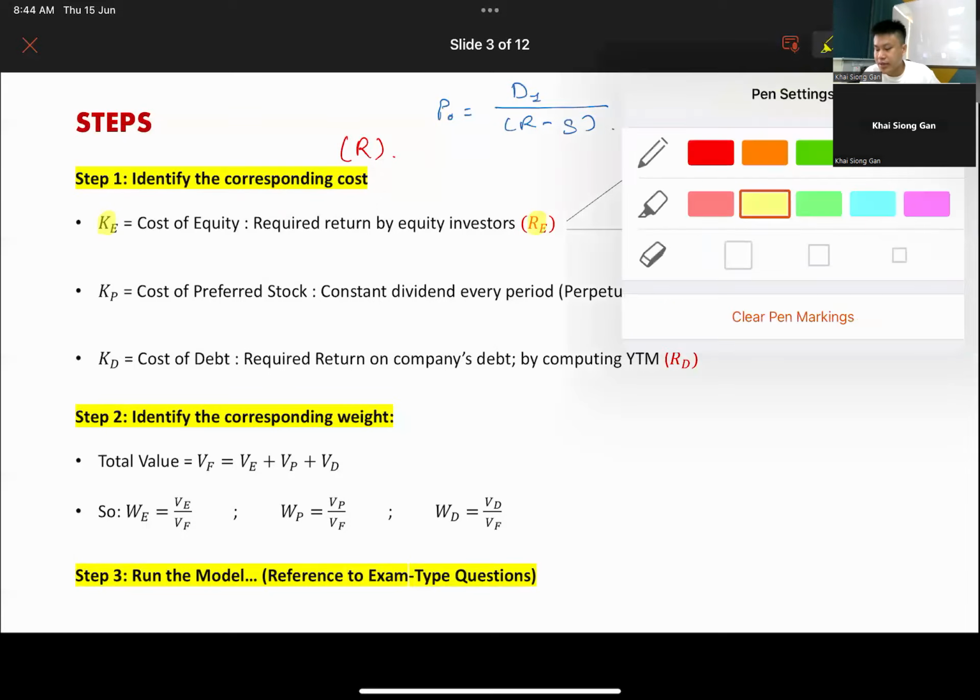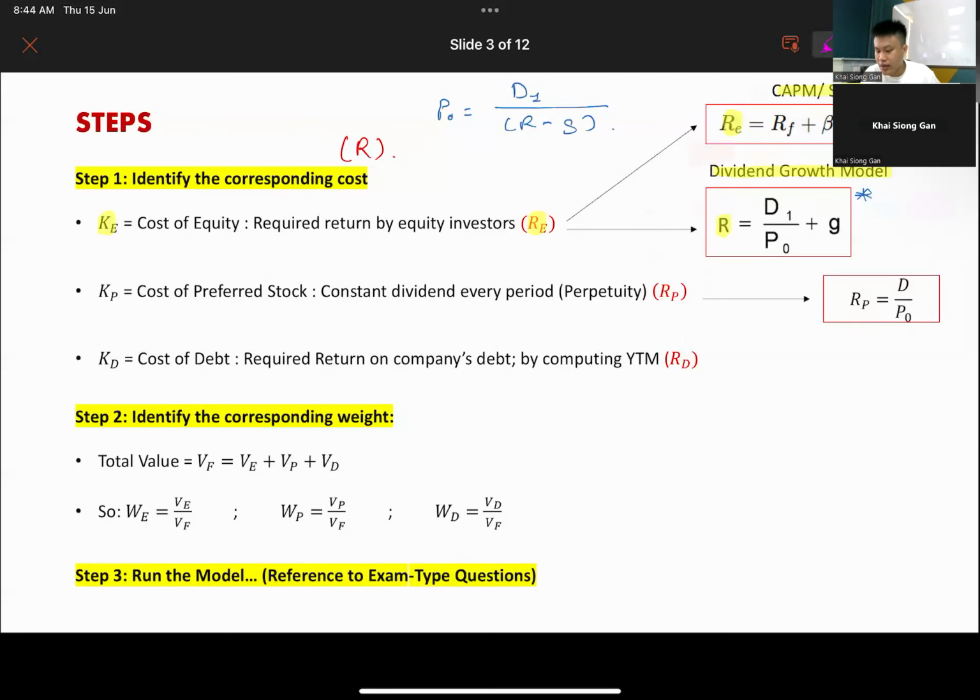It depends on what formula they give you, what components or what information they provide to you. If they provide you beta or risk premium, then you will use CAPM. If they give you the growth rate, you will use the dividend growth model. So it depends on what kind of information you have been given. Okay, so what if they give you both? Then you calculate both and find the average. If they give you both, you have to calculate using the CAPM as well as the dividend growth model and then divide by 2. Okay, you find the average.